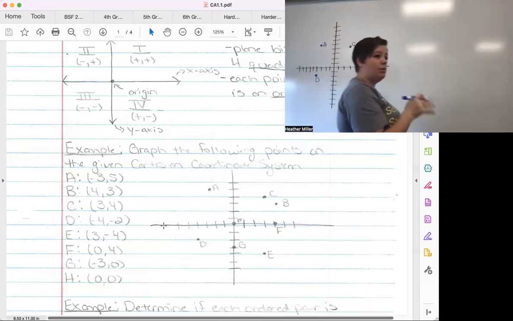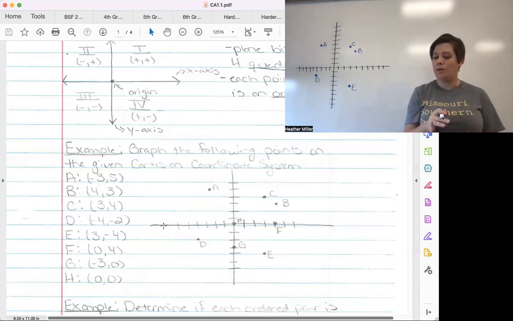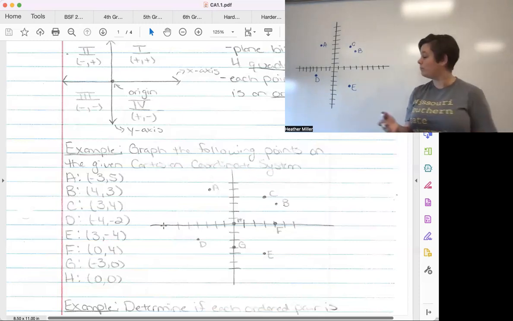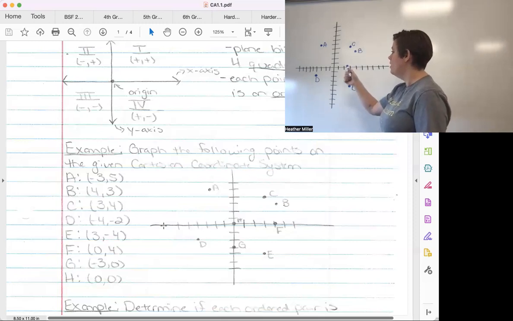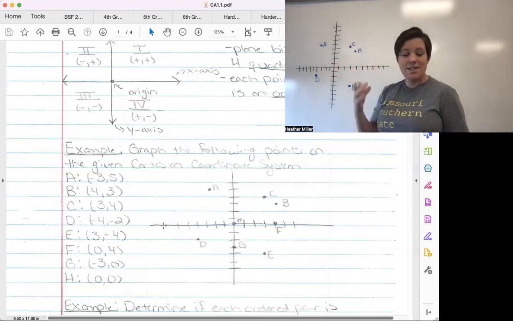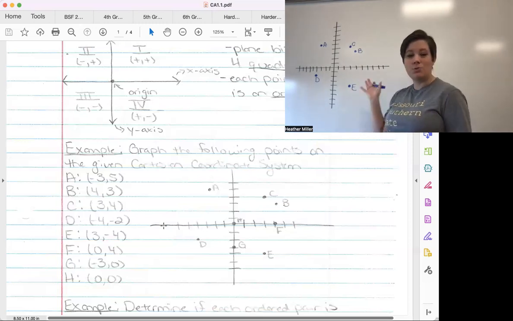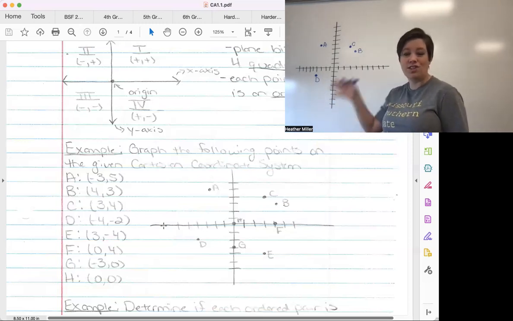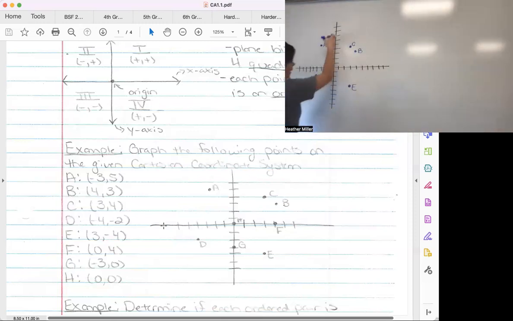Now, 0, 4 is a little bit weird because you're like, okay, well, wait, what do I do with my x? It says 0. So you have to ask yourself, if that's our starting point, the origin, and it says 0 for our x, that means we're not moving left or right at all. We're just staying right here on our y-axis. And that's what point F is going to do. It says 0, 4, so we don't move right or left. We're just going to move up 4. And we plot it right there on the y-axis at 4.